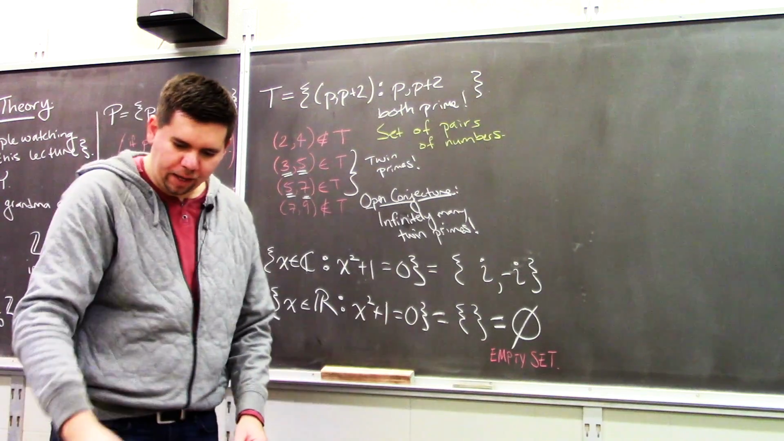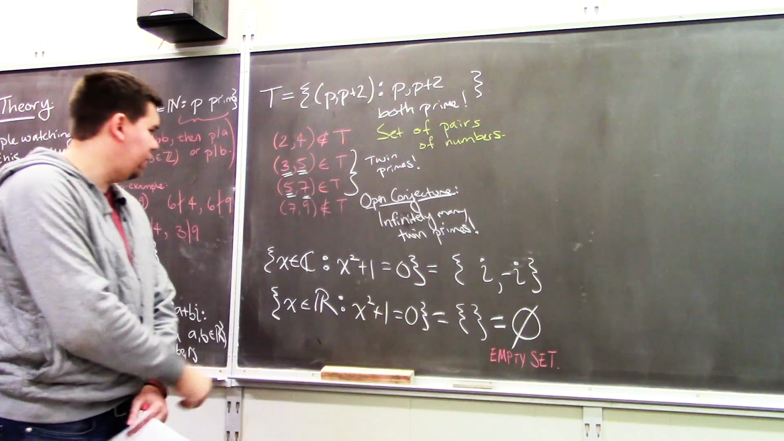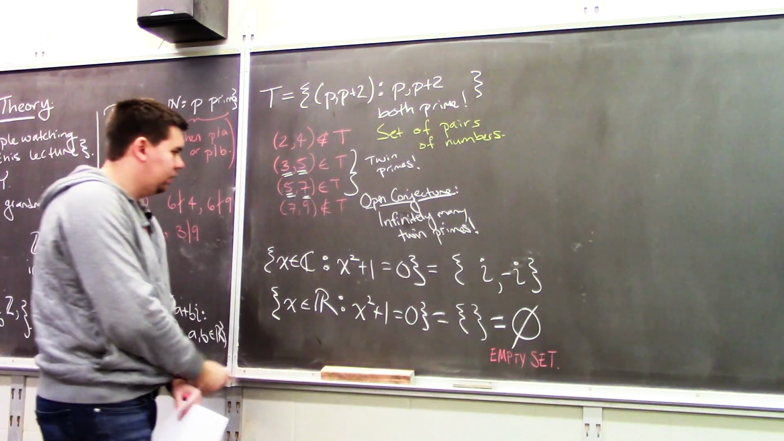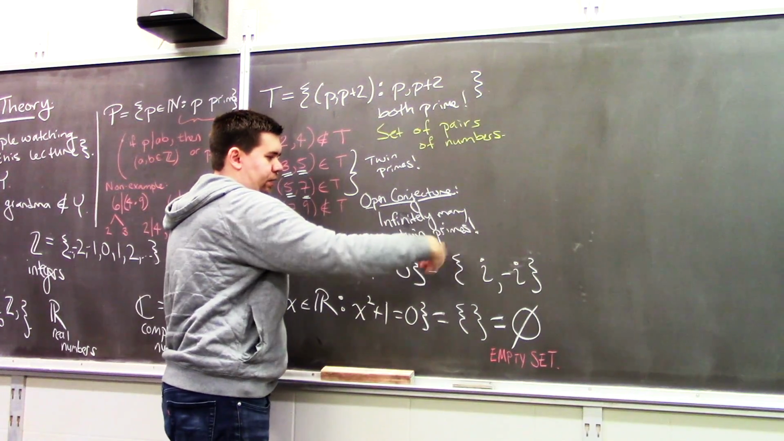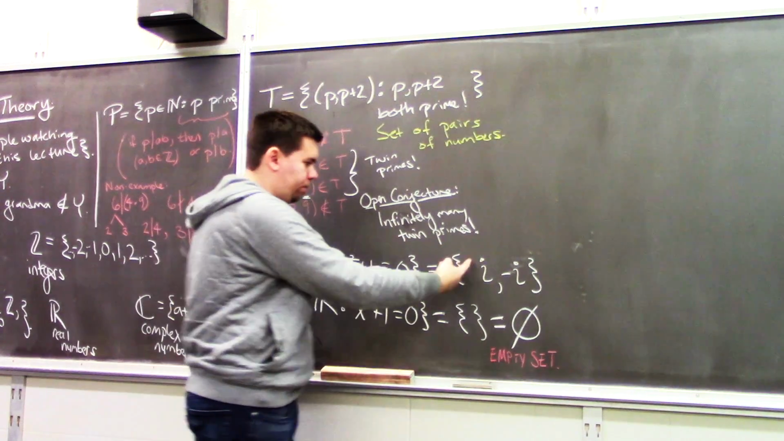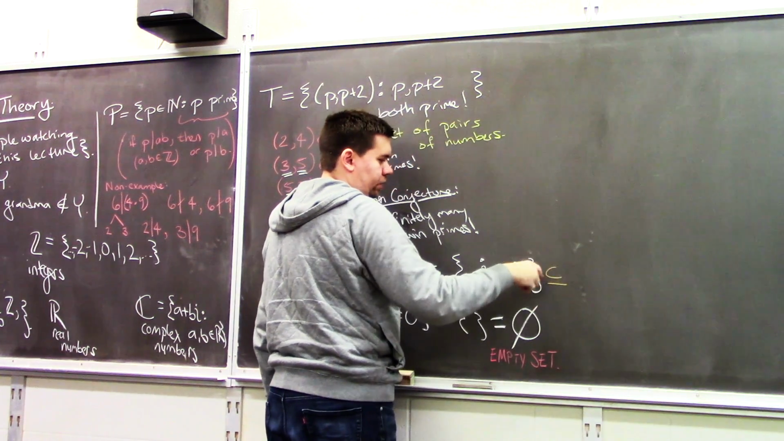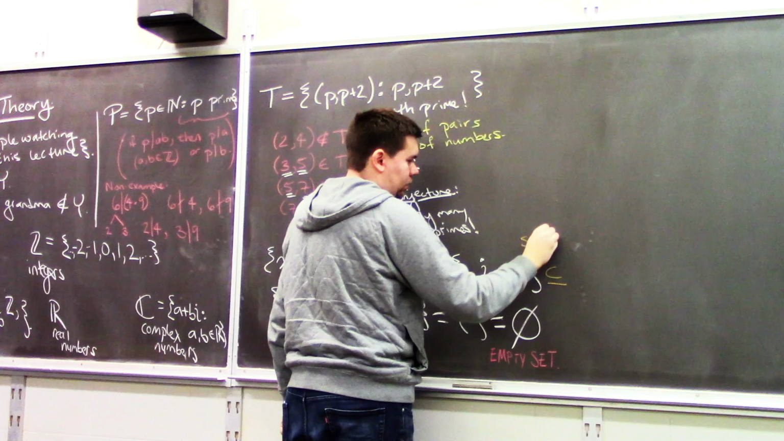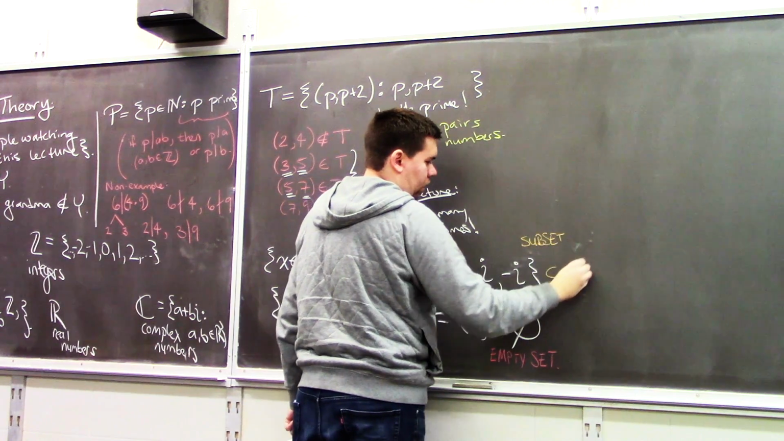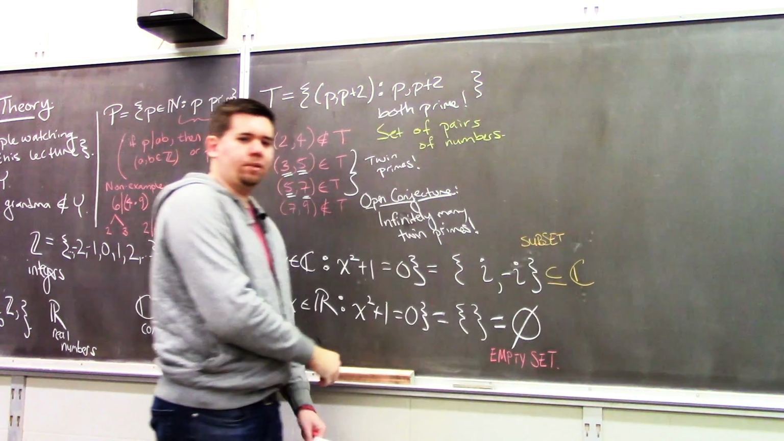Well, one thing I'll add is some sets live inside of other sets. So for instance, this set lives inside of the complex numbers. So these are both complex numbers. And so you could say it's a subset, that's a notation for subset. It's a subset of the complex numbers.